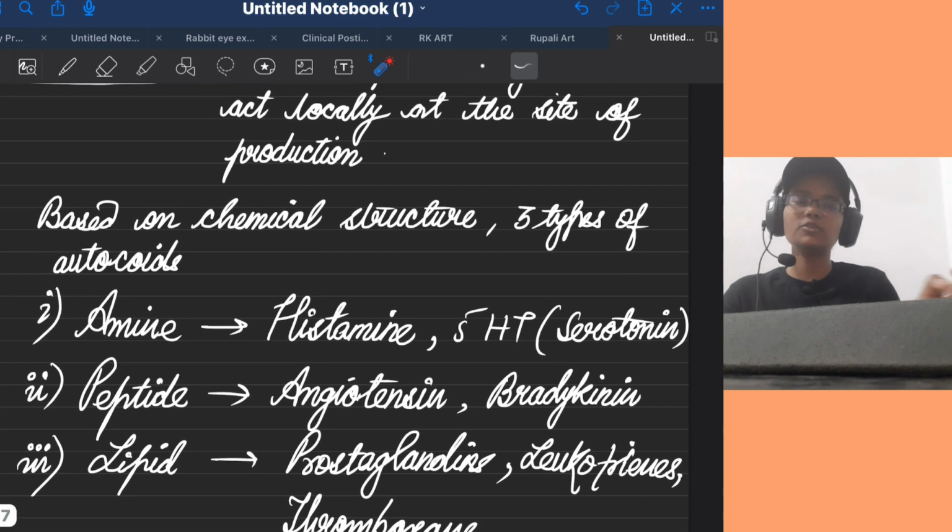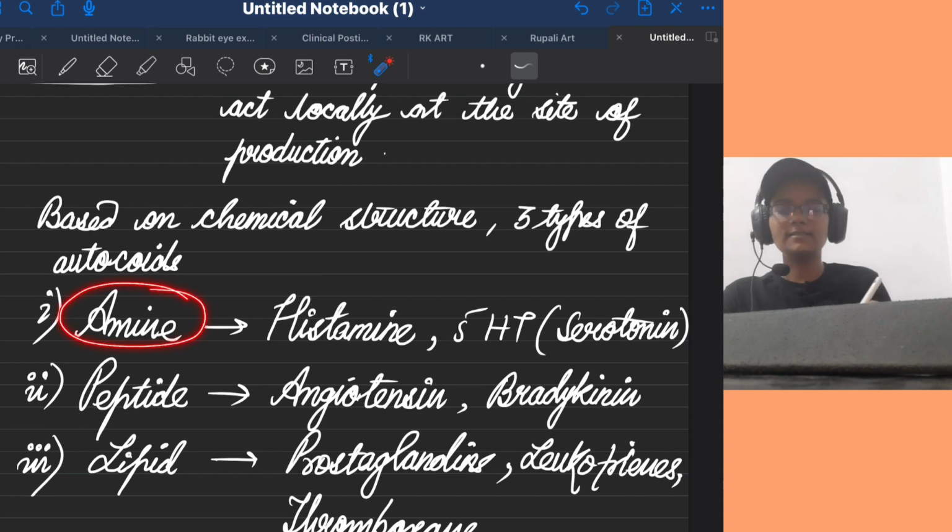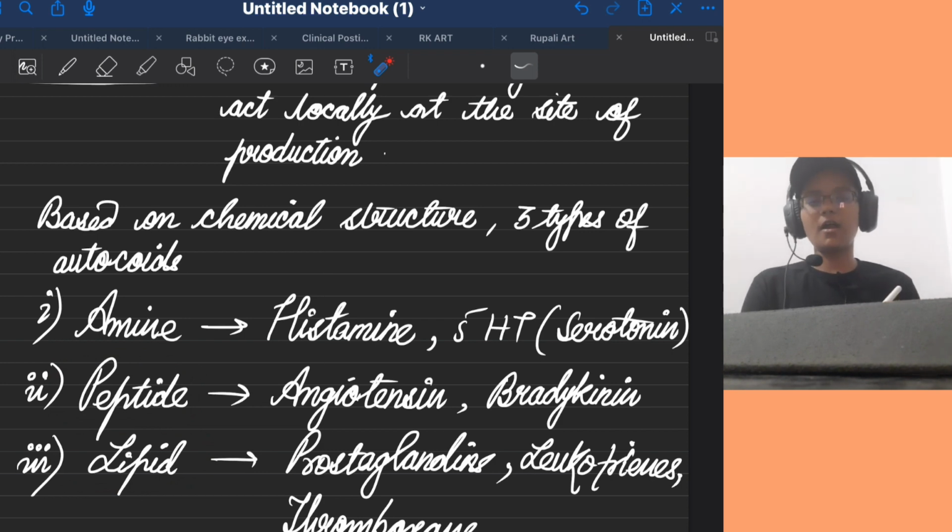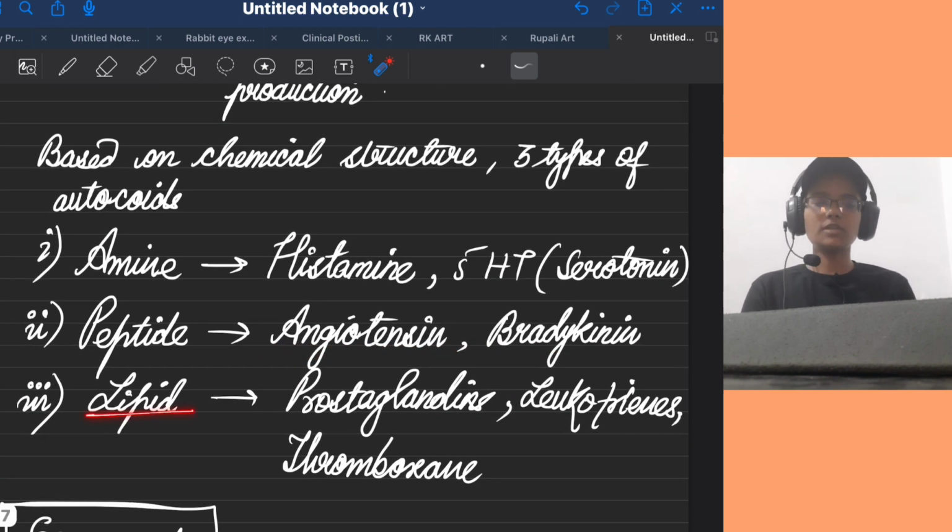Based on the chemical structure, three types of autocoids are there. They can be amines, peptides, or lipids. Examples of amines are histamine and serotonin. Peptides which act as autocoids are angiotensin and bradykinin. And lipids are prostaglandins, leukotrienes and thromboxanes.